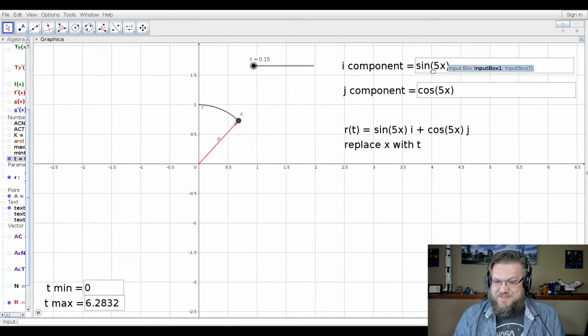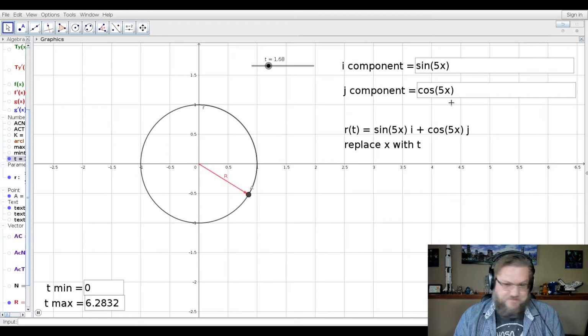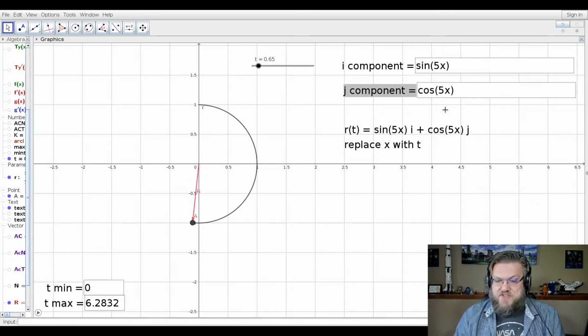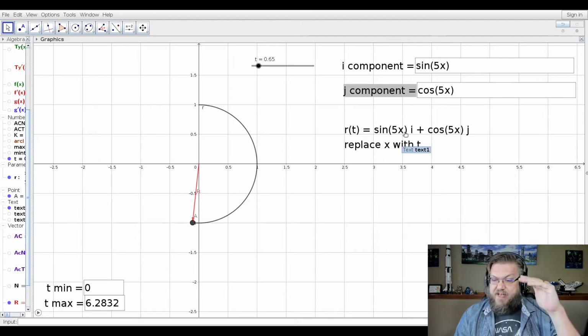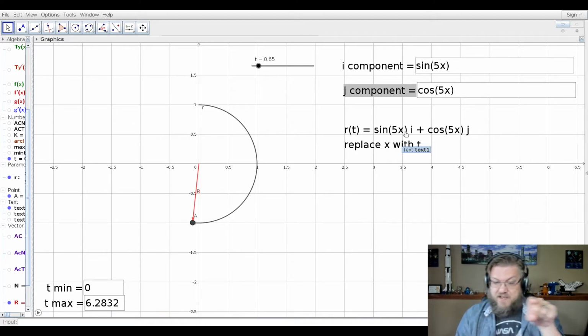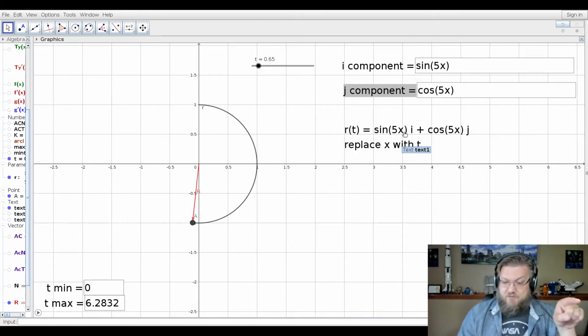This is where I want to go next. What if these were imbalanced? What if sine was 5x and cosine was only 2x? Now think about what that means. Think about why I get circular motion at all here. Sine is always outputting something between 1 and -1. And what this is saying is that the i component, which is the horizontal component, is always oscillating between 1 and -1.